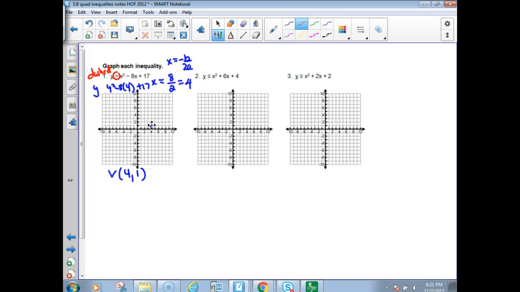So let's go ahead, and at (4, 1), we've got our vertex plotted. If we do the 1 squared, 2 squared method, a is 1 here, so we're going to go up 1, right 1, up 1, left 1. 2 squared is 4. From the vertex, go up 1, 2, 3, 4, right 2, and left 2 from the axis of symmetry. Now, I'm going to just dash a line to graph the parabola.